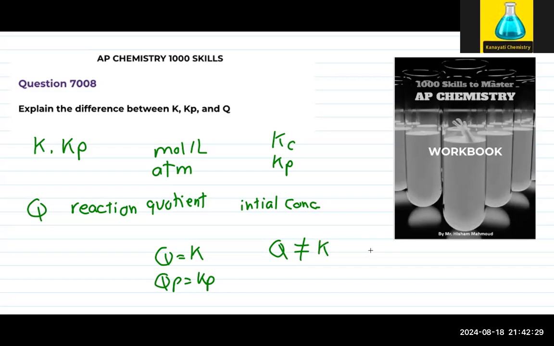If it is bigger, it means we are moving mainly towards the left, or the backward direction. If it is smaller, it means that we are moving mainly towards the forward direction, with the rate of the forward direction faster than the rate of the backward. If it's bigger, it means the rate of the backward is faster than the rate of the forward reaction.